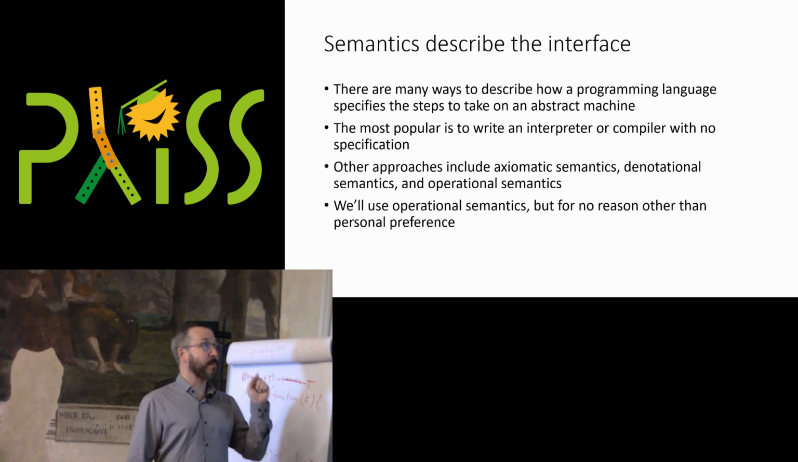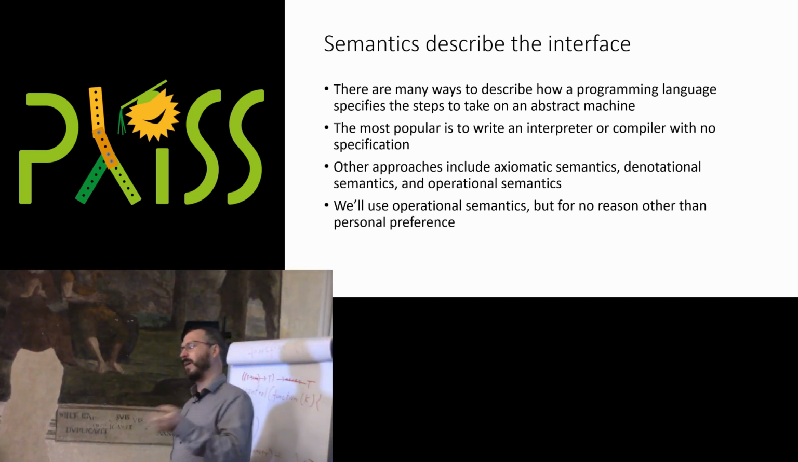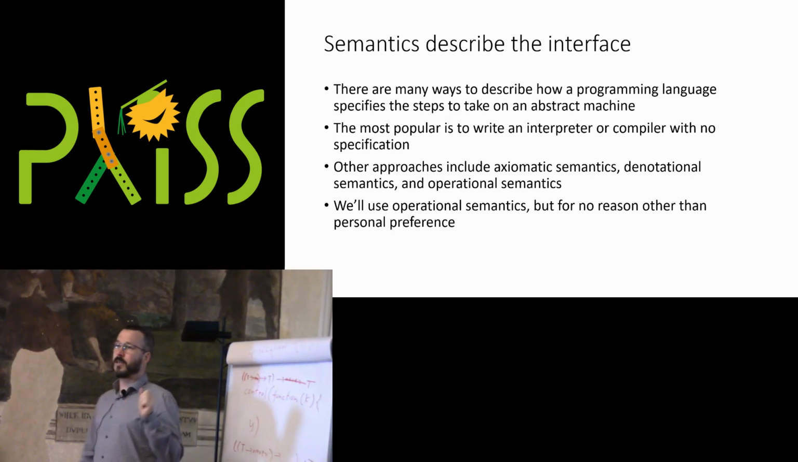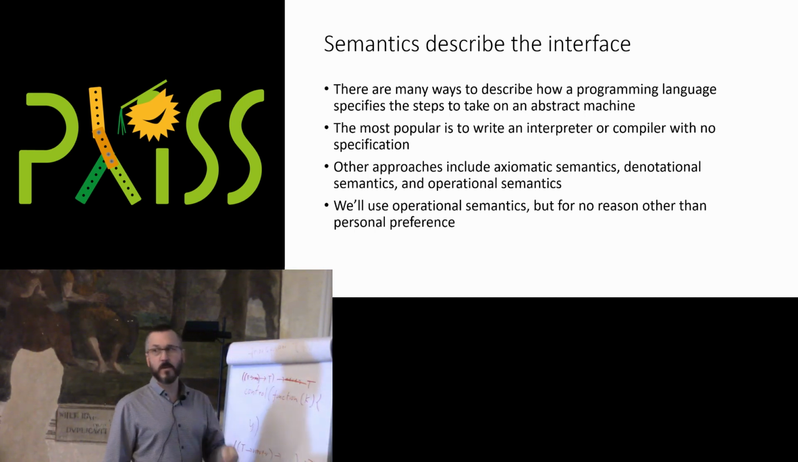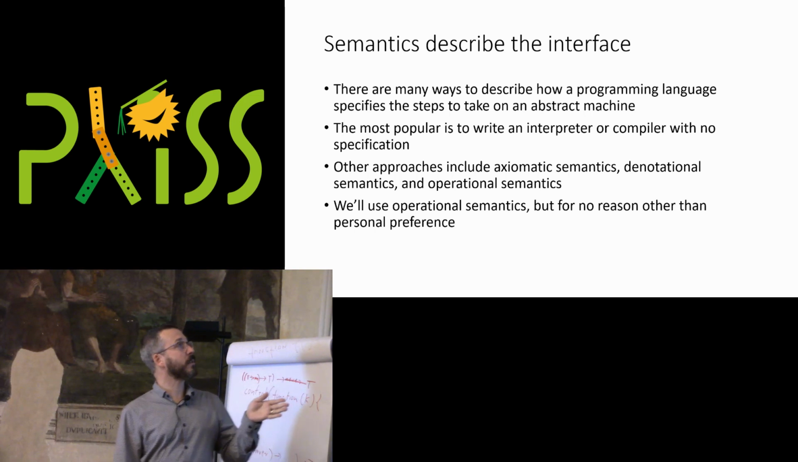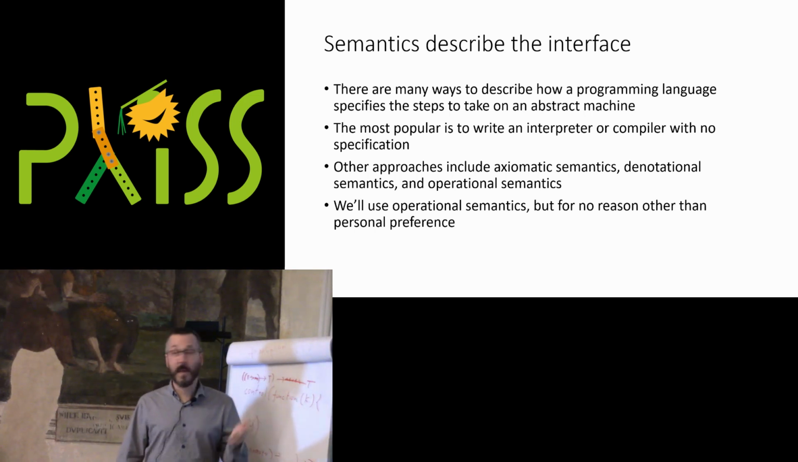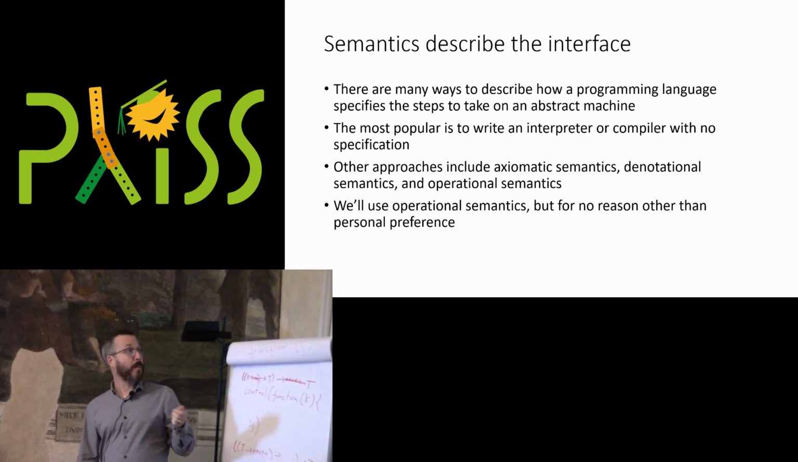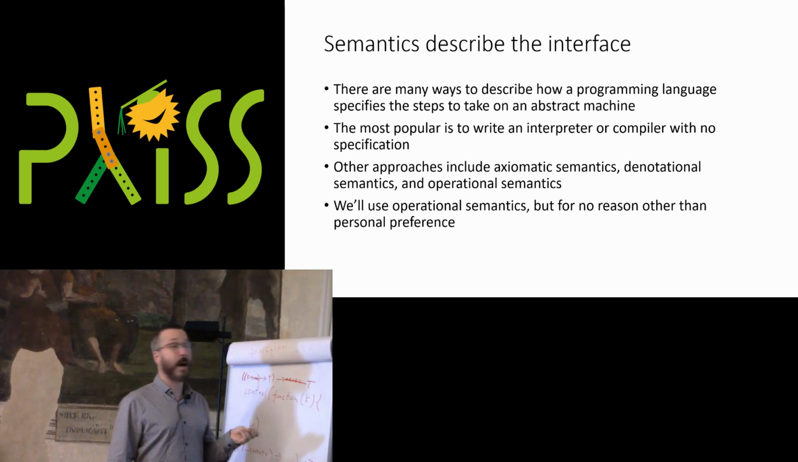And it's semantics, operational semantics, well, lots of semantics, but I'll get to that, that describe that interface. The semantics of the language describe how the language talks to the abstract machine. And there are many ways to do this. The most popular by far is to write an interpreter or compiler with no specification.